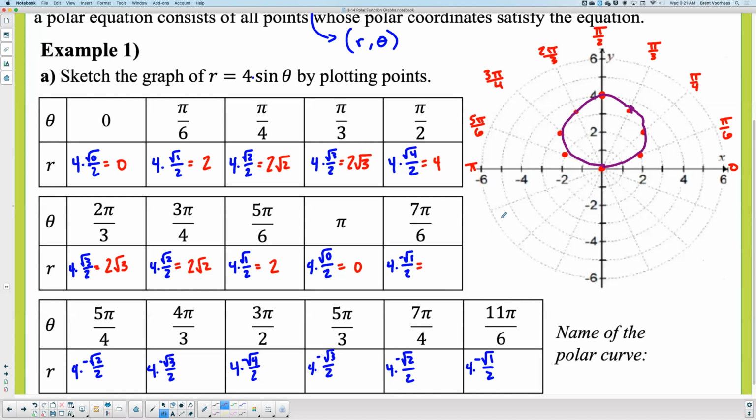Now, what do I get at 7 pi over 6? This is 7 pi over 6. Ooh, not 4, but that's 4 times negative 1/2, which is negative 2. So at 7 pi over 6, what do you do if you have a negative number? Go down. You go away from it. So it's actually this spot right there. So I double up and I hit this spot a second time. And then what do I get here? Well, I get negative 2 square roots of 2, and then negative 2 square roots of 3.